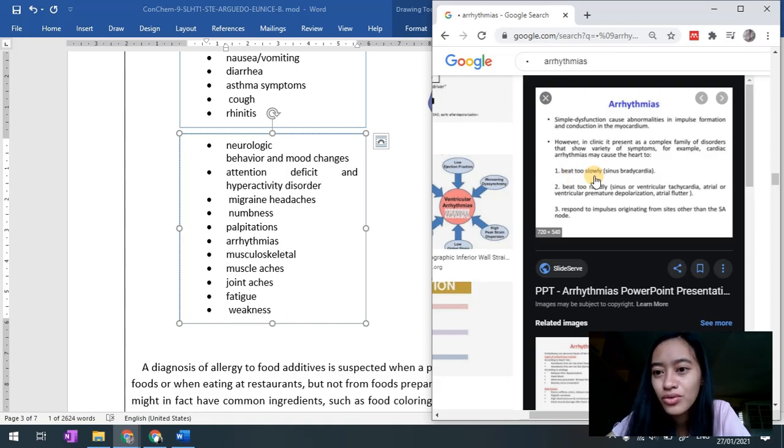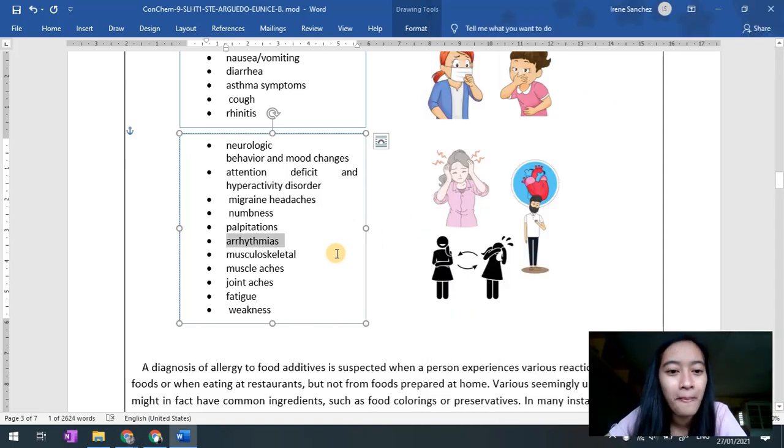So it could beat too slowly or beat too rapidly. You respond to impulses originating from sites other than the SA node. Very technical na siya. Basta kuan siya, kaliwat na siya sa mga palpitation. In my lack of medical knowledge, so you can research about this. Okay. Muscle aches, musculoskeletal and muscle aches. Joint aches, fatigue, and weakness. So, sometimes manghupong, kaya magsakit ang mga joints. Apil po na sa reaction.